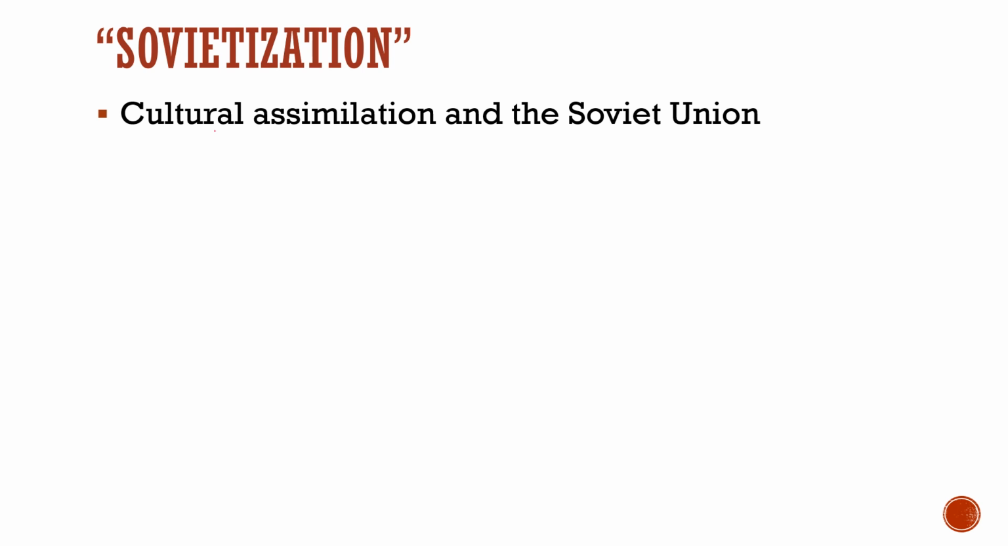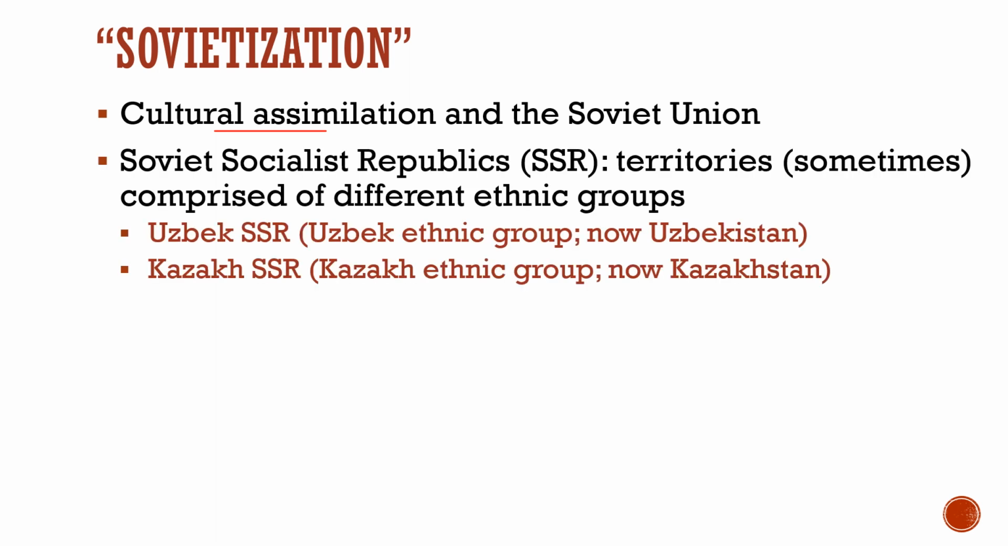So the idea of Sovietization, this is that cultural assimilation, trying to get everyone to unite under one language and one system. What that led to were these SSRs, which stand for Soviet Socialist Republics, which are territories. They're not countries, they're not really cities, but these are regions or territories comprised of different ethnic groups. And there are essentially two main ones in Russia: the Uzbek SSR and the Kazakh SSR. Those have led to today's Uzbekistan and Kazakhstan. So these are territories, separate regions within Russia that share more of the same ethnicity, but they did not assimilate to Russian culture.